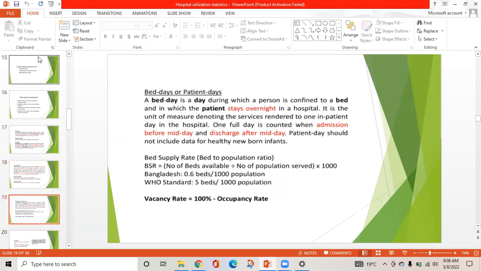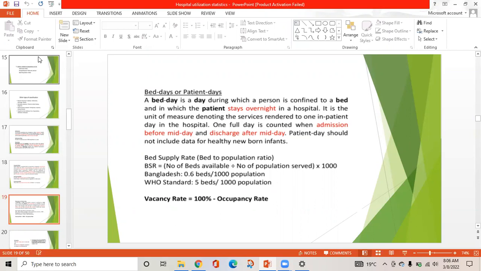Now, what are bed days or patient days? A bed day is a day during which a person is confined to a bed and in which the patient stays overnight in a hospital. It is the unit of measure denoting the services rendered to one patient in one day in the hospital. One full day is counted when admission is before midday and discharge after midday. Patient day should not include data for healthy newborn infants.